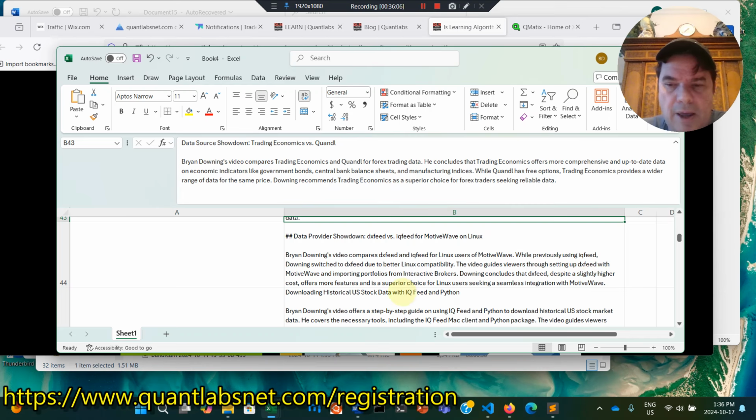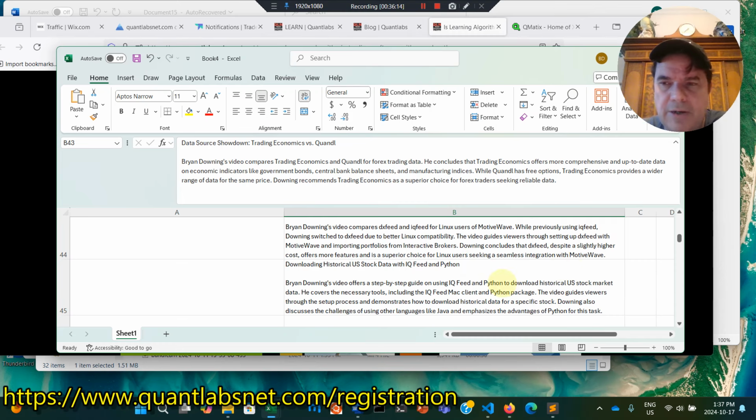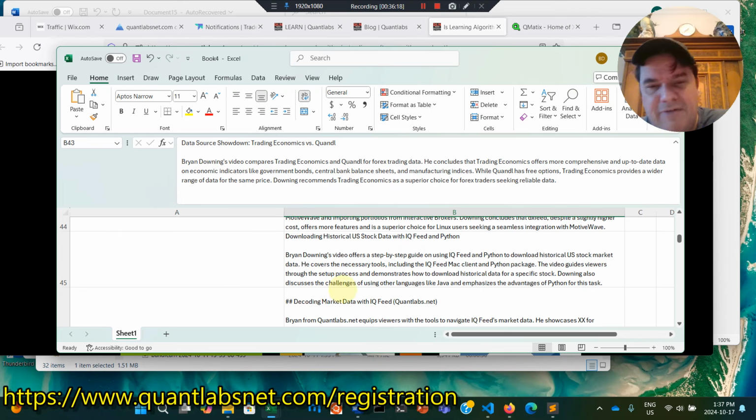DX feed provides a slightly higher cost, more features, superior choice for Linux users, and a lot of people want to move to Linux. Seamless integration with MotiveWave. That's the advantage of MotiveWave, among other big advantages with MotiveWave.